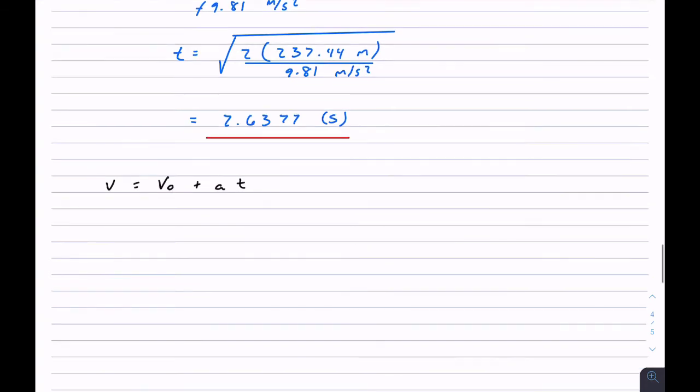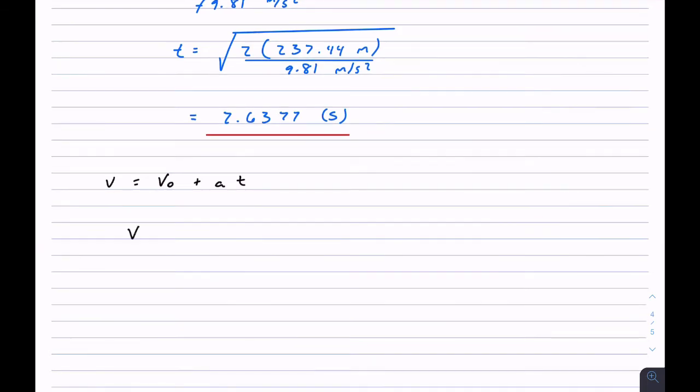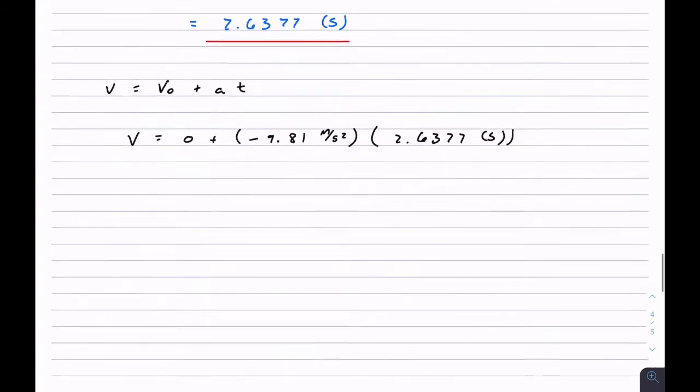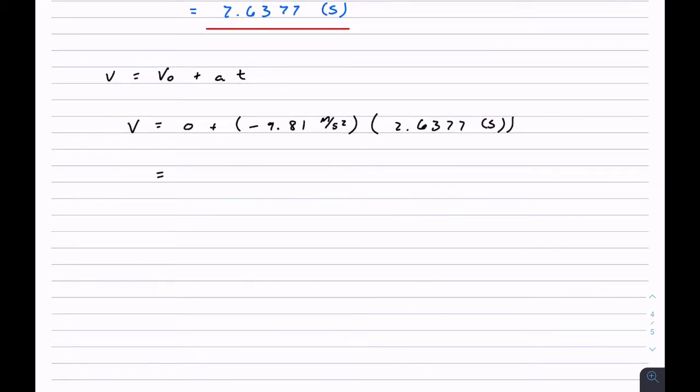And pretty much we just plug in. Velocity is going to equal 0 plus negative 9.81 meters per second squared times what we just found, 2.6377 seconds, which is going to leave us with units of meters per second. So this is going to be negative 25.87 meters per second. And it's negative because we're going in the downward direction.